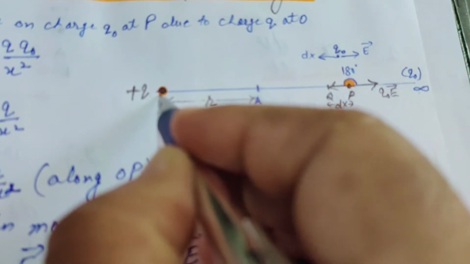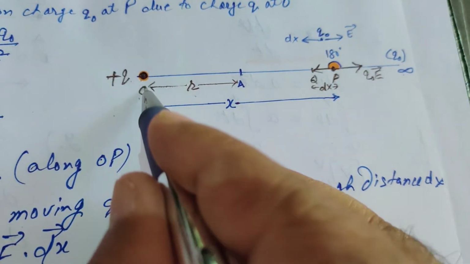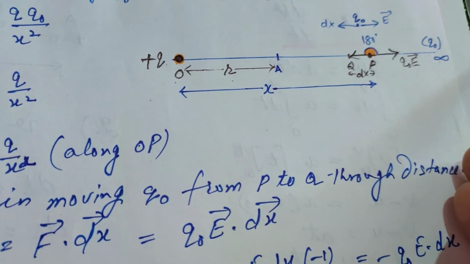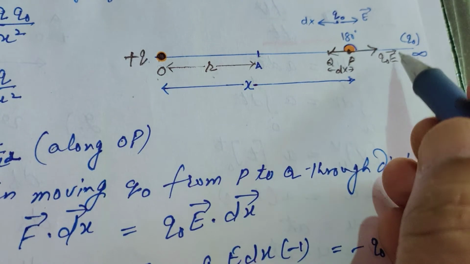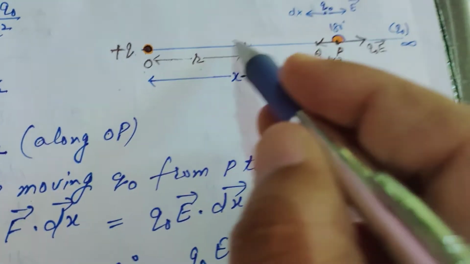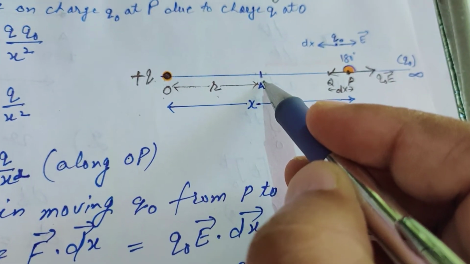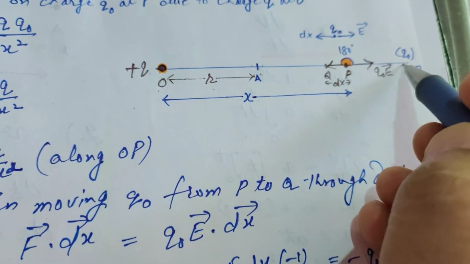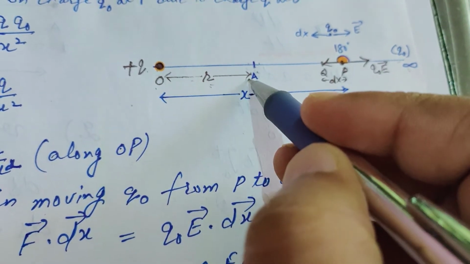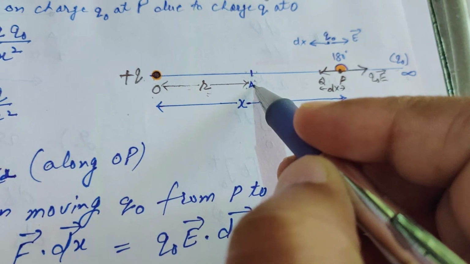Plus q is the source charge. In this total region there is the electric field of this source charge, and this q naught test charge lies at infinity. Now I have to bring this q naught from infinity to this point. So whatever work is done, that is stored as its electric potential. So I have to move q naught from infinity to point A, that is up to distance r. Whatever will be the amount of work done, that work done is called electric potential.